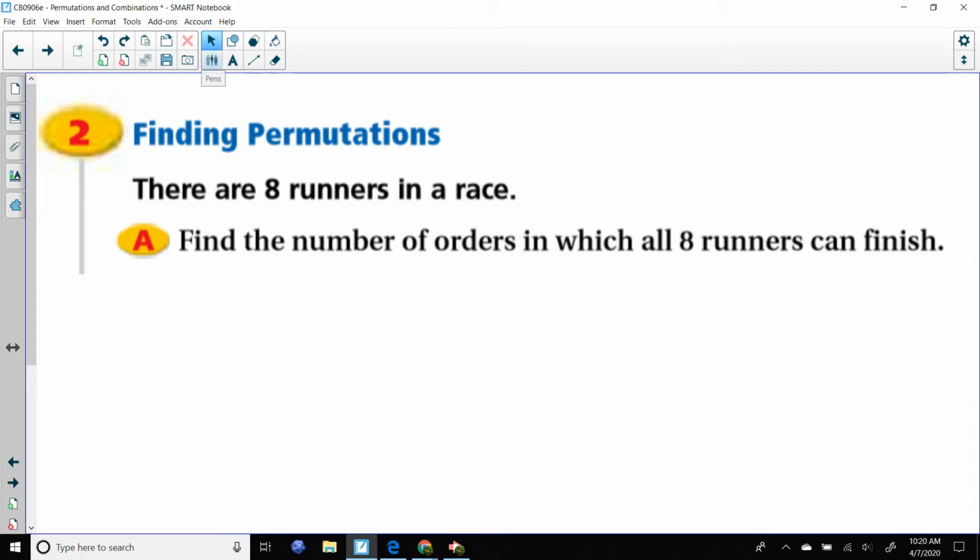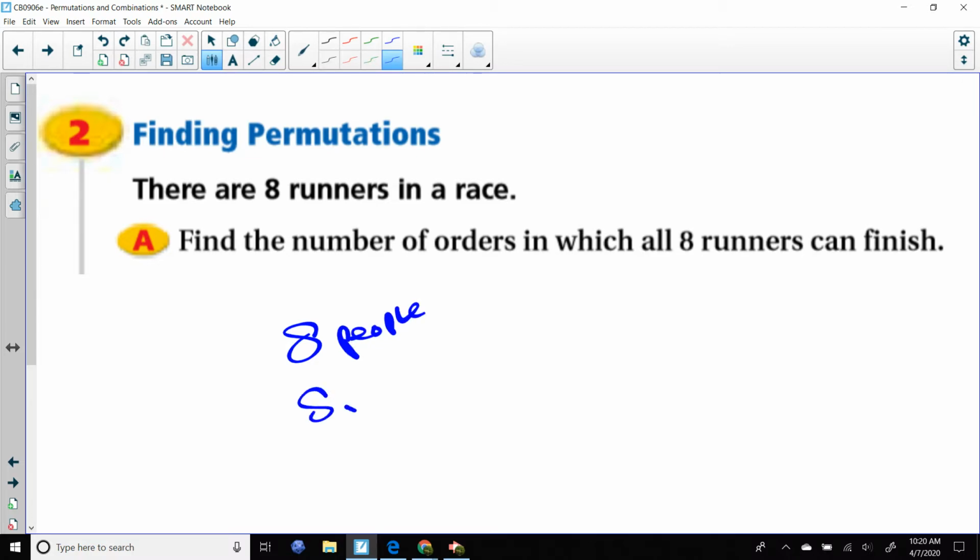What we're looking at doing here is, let me grab my handy dandy marker. We're doing 8 people and 8 places. Now, typically, we might only place first, second, and third, which would mean you'd have 8 people and 3 places. We'll get into that in just a second. But for now, we're doing 8 to 8. So this would be 8 permutation 8.